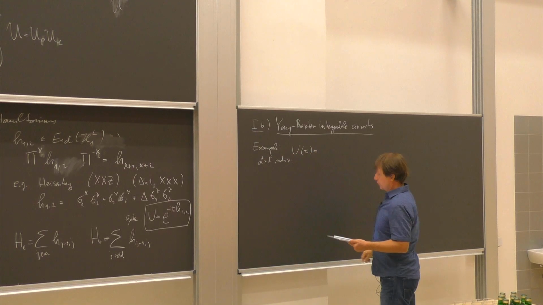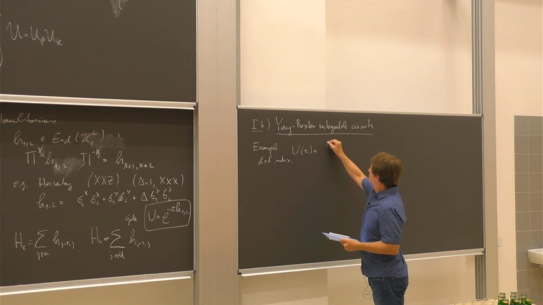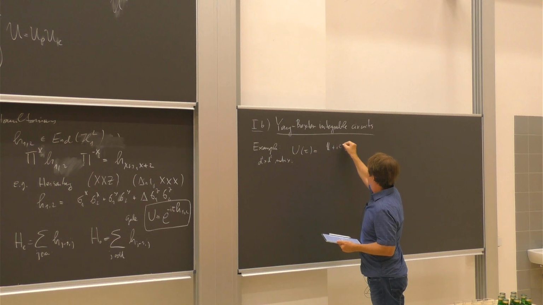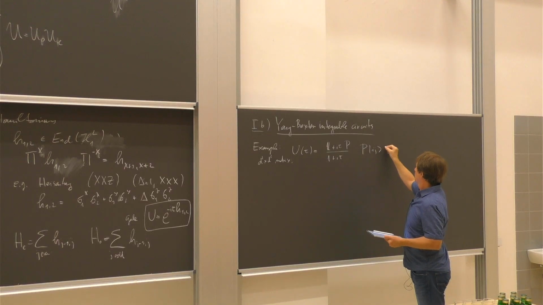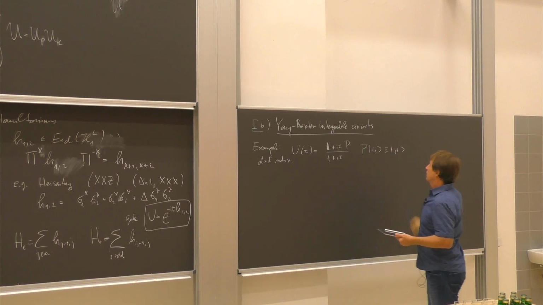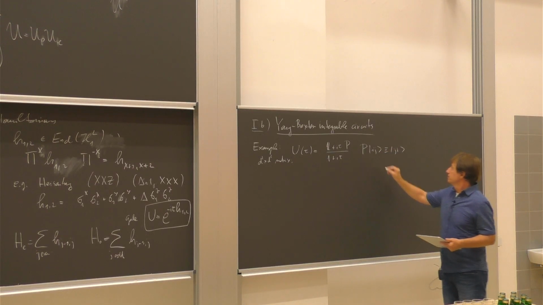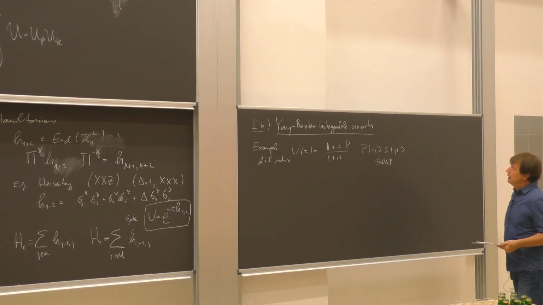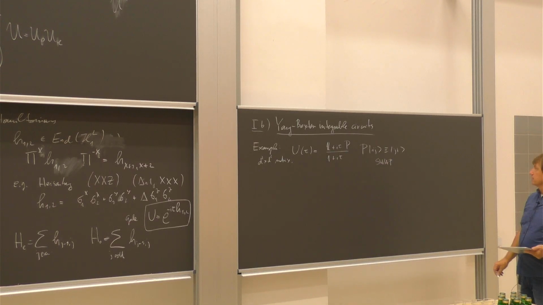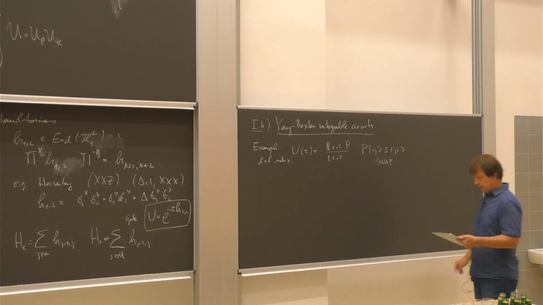U of tau, put tau as a formal parameter, write (1 plus i tau times P) divided by (1 plus i tau), where P is a permutation or swap. Sometimes people call it, in jargon, the swap gate. So it just flips the two spaces. It's a unitary which flips the two spaces.